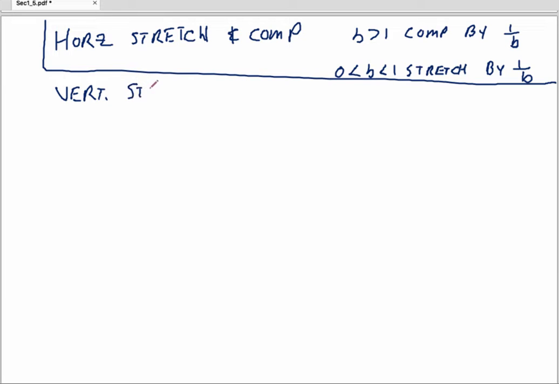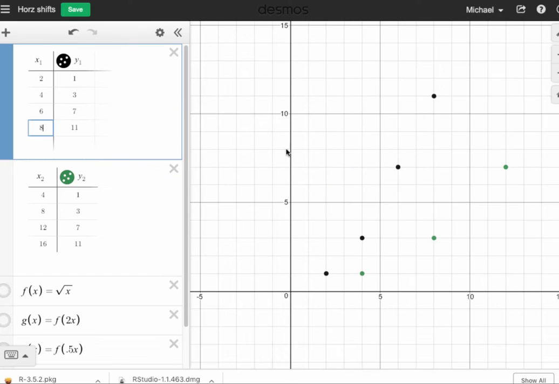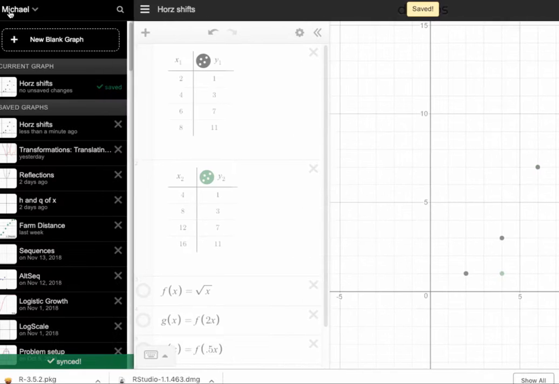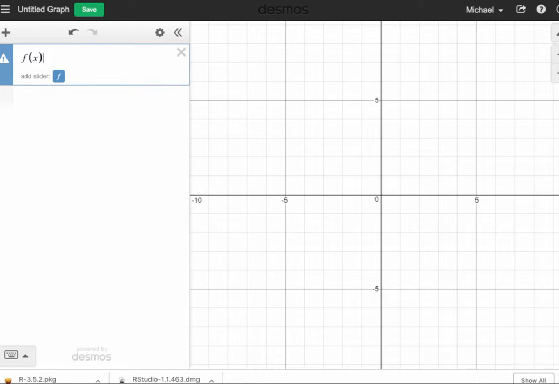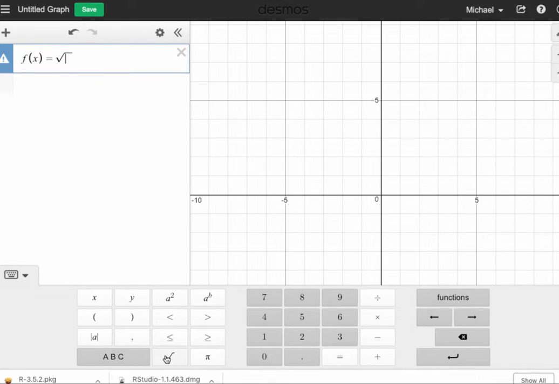So a vertical stretch or compression. If I was going to do a vertical stretch or compression, let's go back into Desmos real quick and take a look at a new graph. Let's take a look at our old pal, f of x equals x squared. Okay, I've got a better idea. Let's use square root and change it up a little bit. Do something a little more gnarly. Let's do square root of x. So there's our pal, square root of x.